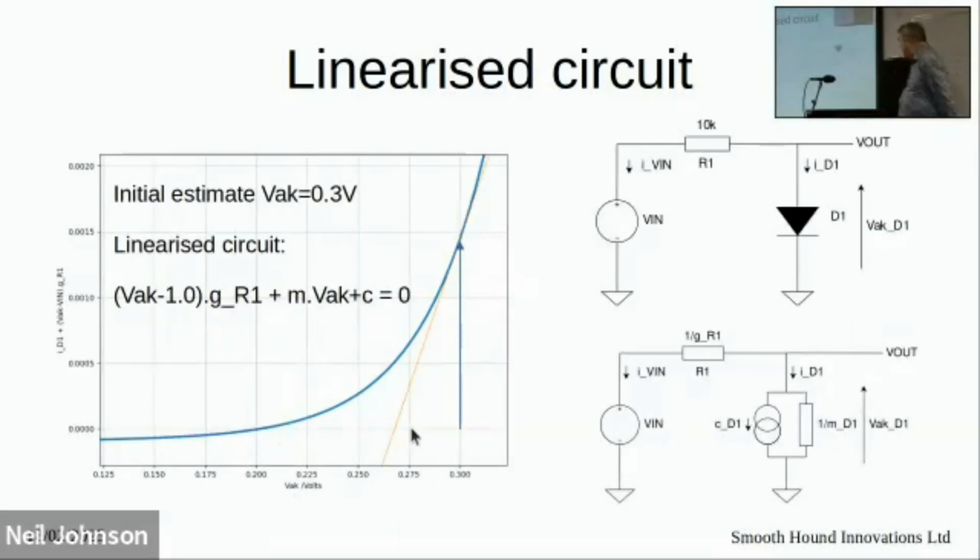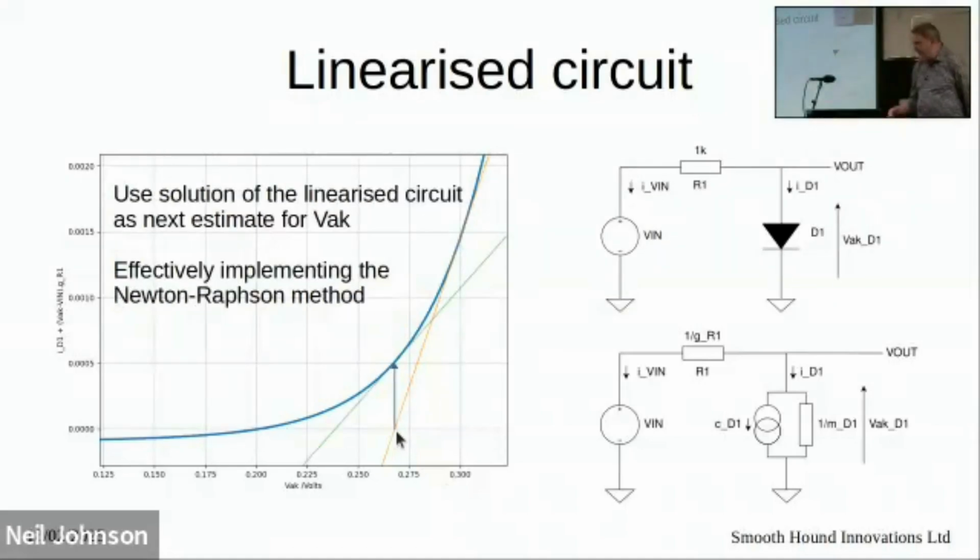So if we start off with an estimate of, say, 0.3 volts, then we can make our linearized circuit by using the gradient at VAK of 0.3 volts, and the intercept, which is way down there, and find where it intercepts 0. That becomes our next estimate. We then do the same thing again: we get the new gradient, and we iterate around that. Effectively, we're implementing the Newton-Raphson method to find the intercept of a nonlinear curve in this way.